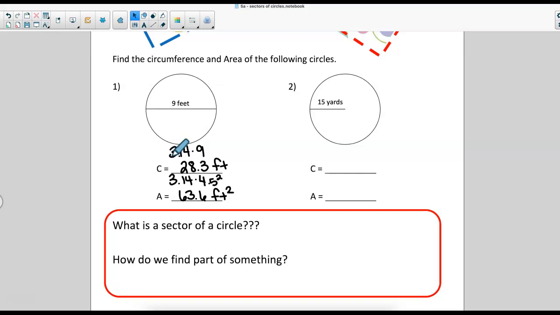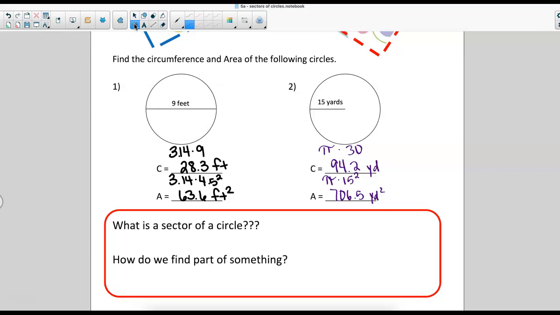Perfect. Okay, how about number 2? What'd you get for the circumference? Celia? 94.2. Pi times 30, since the diameter would be 30. And then the area: 15 squared times 3.14. Go ahead, Sydney. Absolutely. Pi times 15 squared. Okay, are we okay with that?